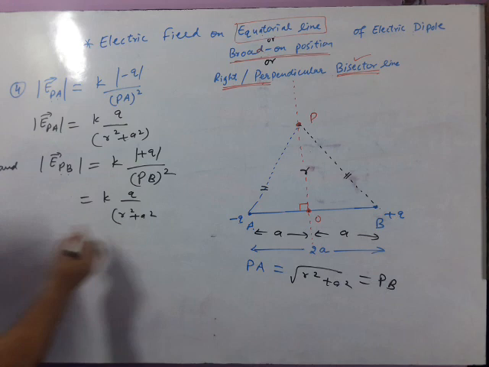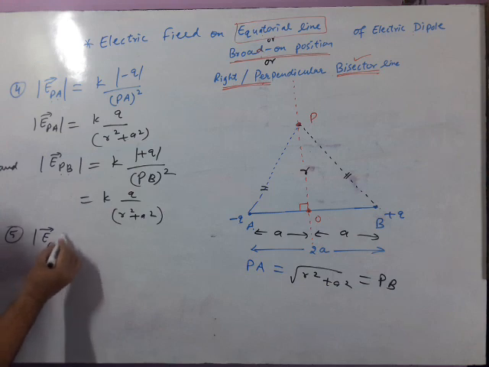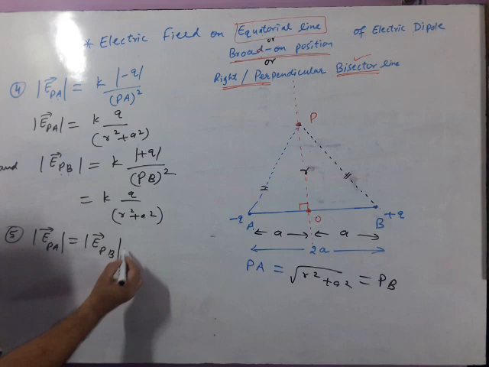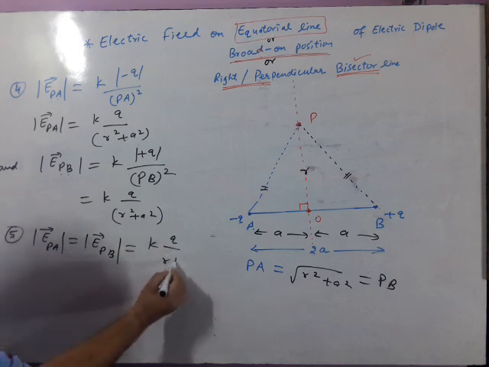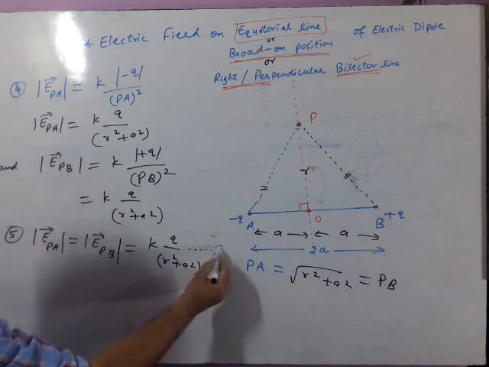Now focus, these two are equal in magnitude. Point number 5, I am writing it. Mod of EPA vector is equal to mod of EPB vector and equal to kq by r square plus a square. Let us call it equation number 2.